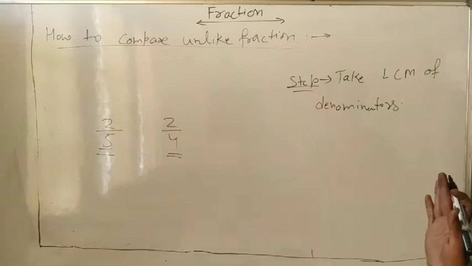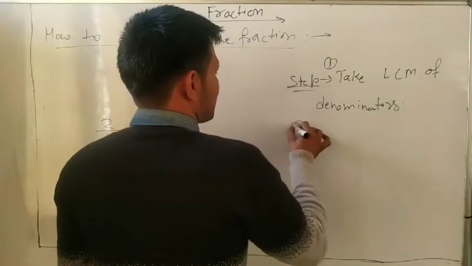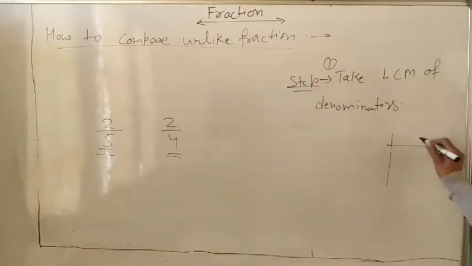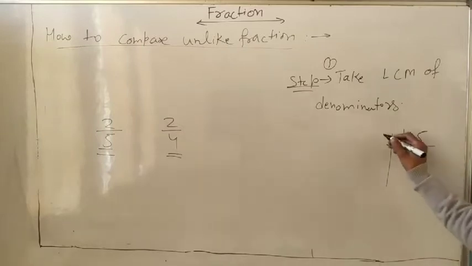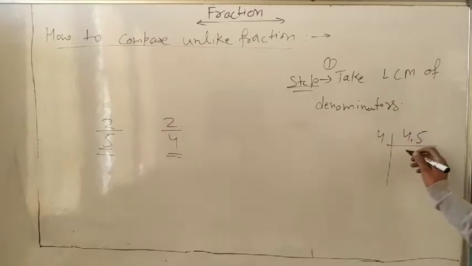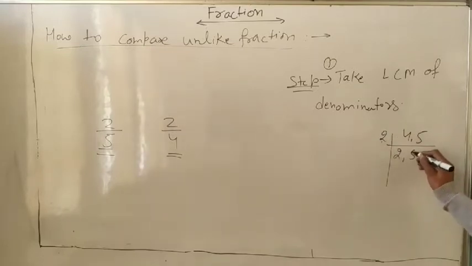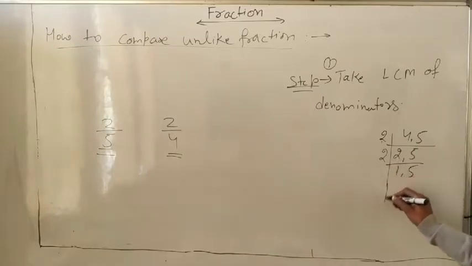Understand? Understand or not? Next is to find the LCM of 4 and 5. These are divided by any numbers? No. So 4, they are divided by 4. Yes, 4. So 2, 5 as it is. Now 2, 1, 5. Again it is divided by 5, 1, 5.